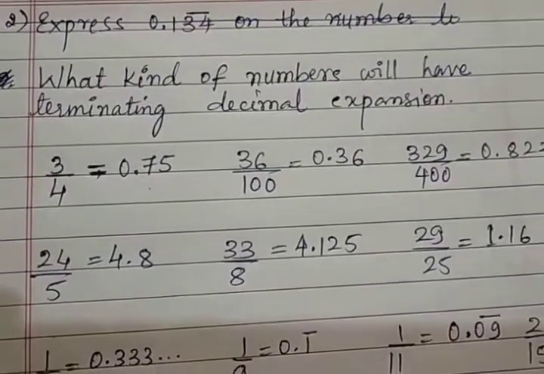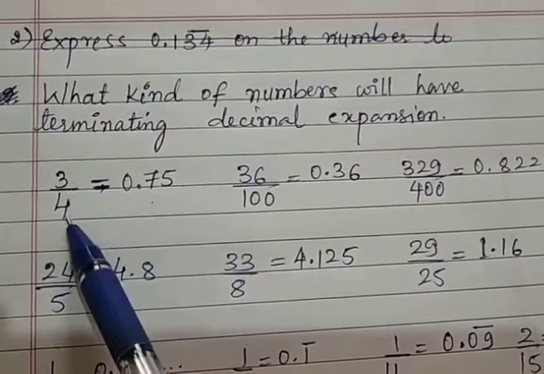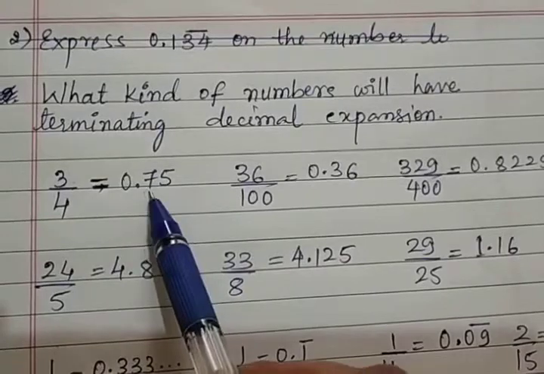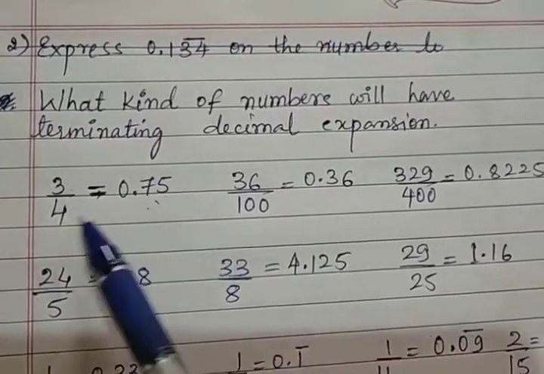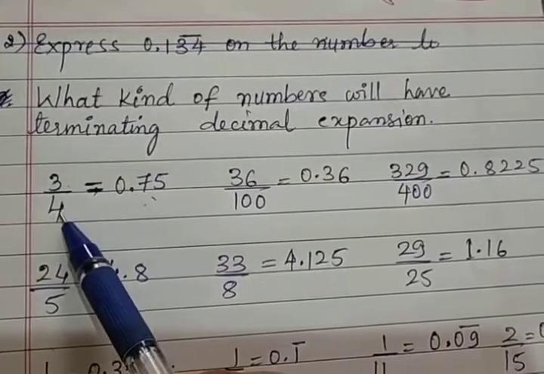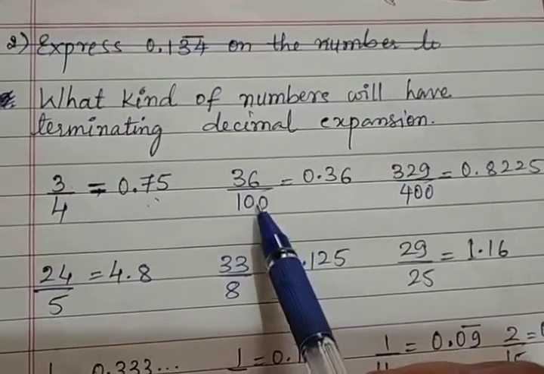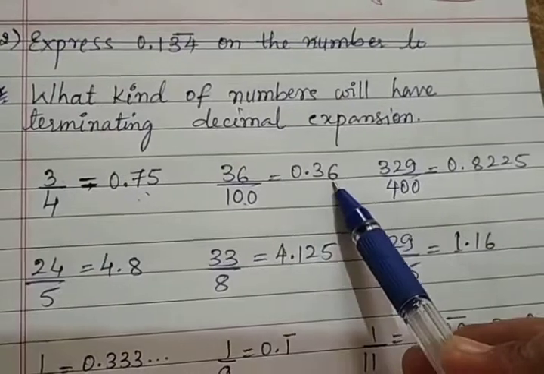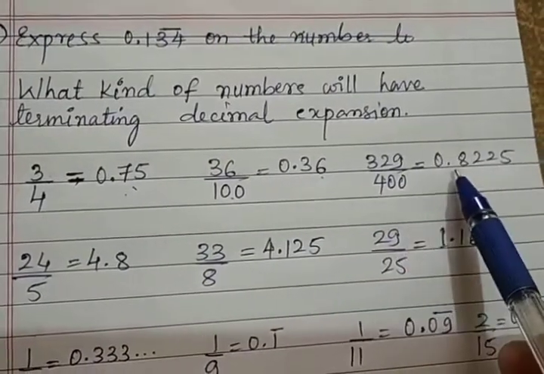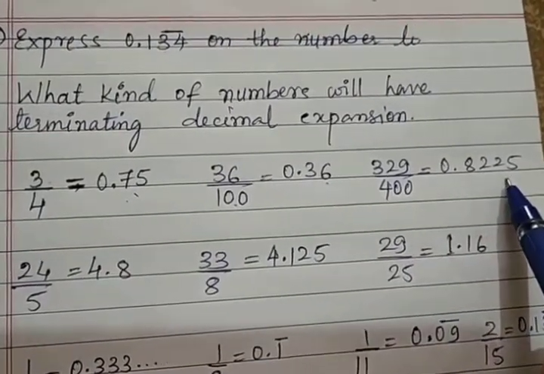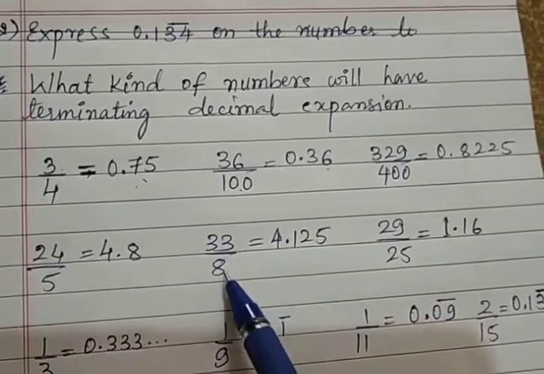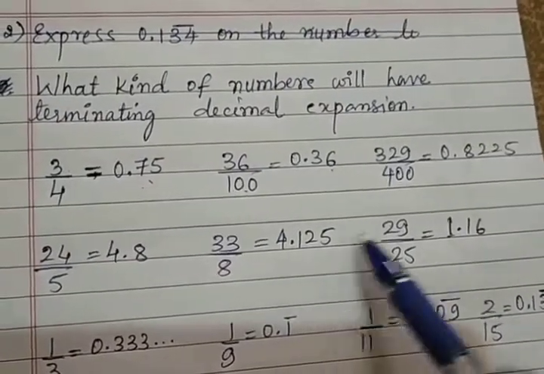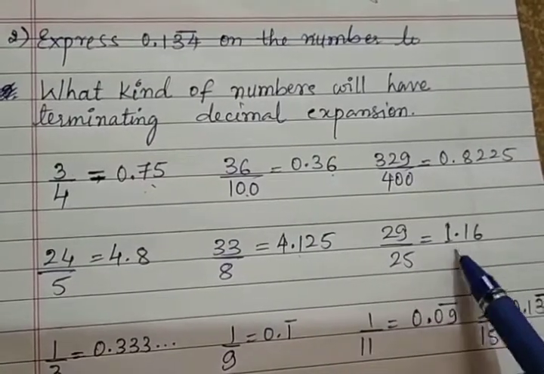I have taken certain examples here, like 3 by 4. When you divide 3 by 4, the decimal expansion will be 0.75, which has an end. The decimal expansion also will have the remainder 0 here. So 36 by 100 can be written as 0.36. 329 by 400, the decimal expansion is 0.8225. 24 by 5 is 4.8, 33 by 8 is 4.125, 29 by 25 is 1.16.